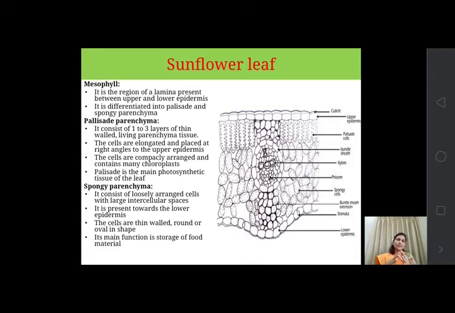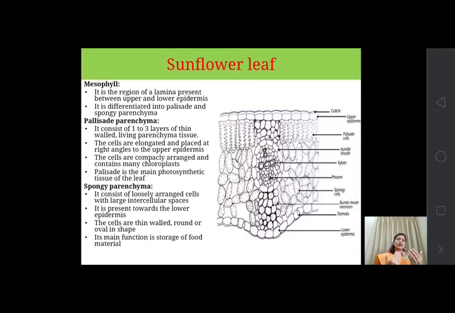And palisade parenchyma is the main photosynthetic tissue of the leaf. Although the spongy parenchyma also contains chloroplasts and also helps in photosynthesis, the palisade parenchyma is the main photosynthetic tissue in the leaf.